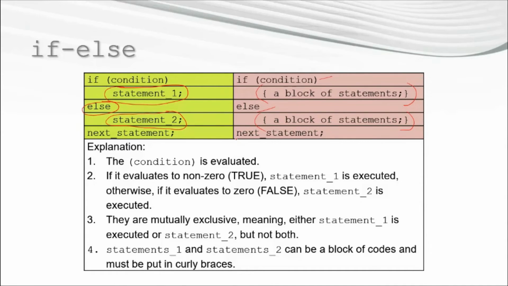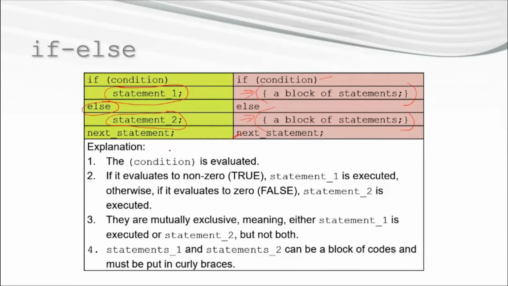Then the next statement. After this, depending on the conditions, either this will be executed or this will be executed. So these are mutually exclusive statements. Only one set of statements will be executed, and in all conditions, at least one set of statements will be executed.